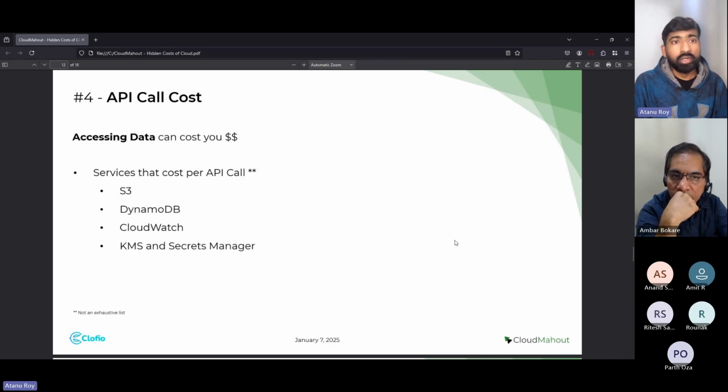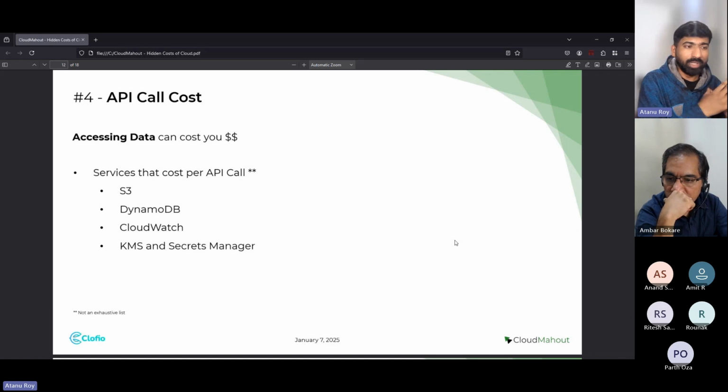I'll move to the next one, pretty interesting one, which is the API calls. So far we have all been discussing three things, right? We pay for the provisioned capacity, which is typically the storage cost and the compute cost. Then we talked about data transfer cost. Backup cost was eventually a storage cost.